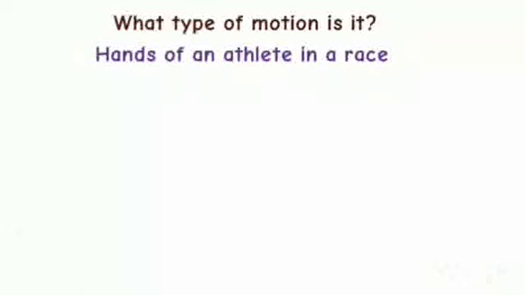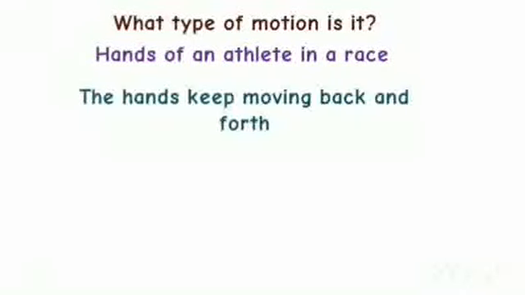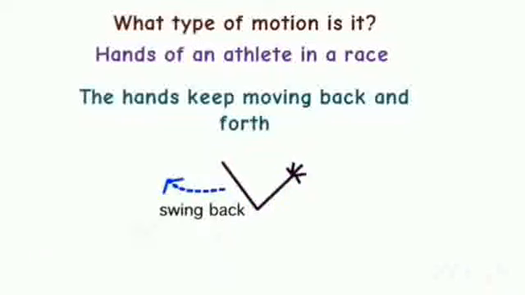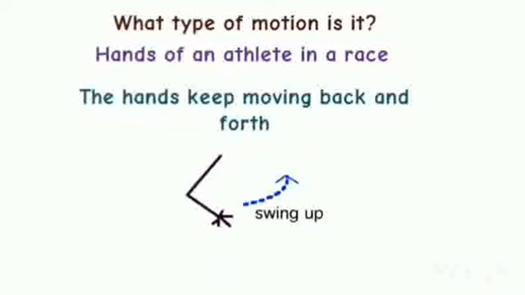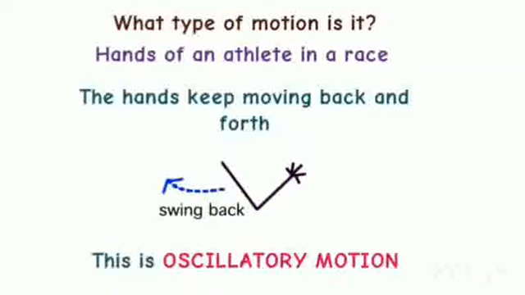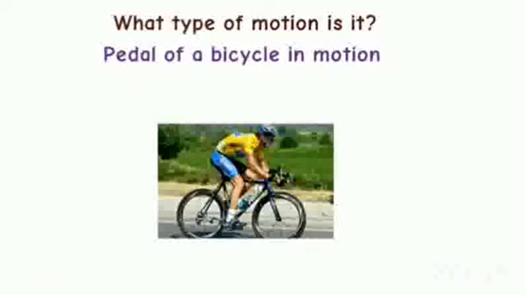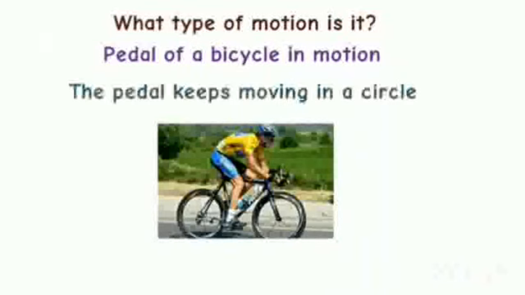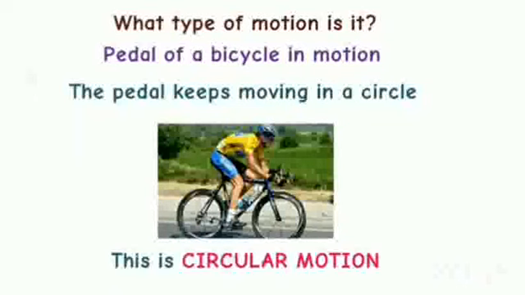Hands of an athlete in a race. The hands keep moving back and forth, swing back, swing up, again swing back. So this is an oscillatory motion. Paddle of a bicycle in motion. The paddle keeps moving in a circle. So it is a circular motion.